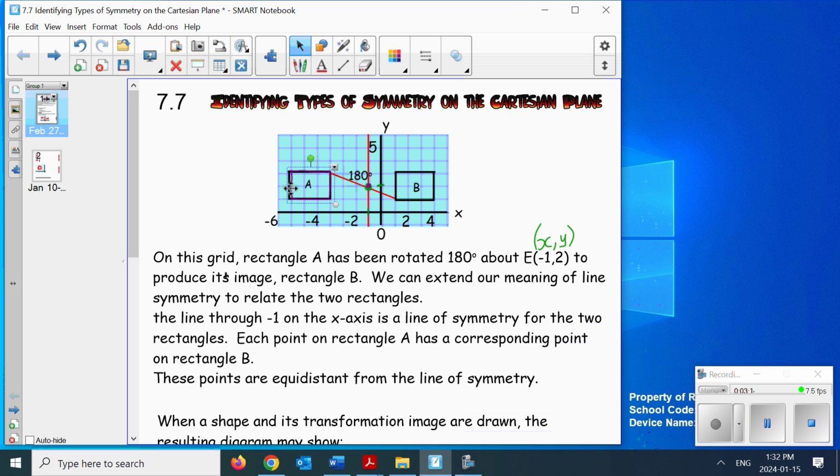The line through negative 1 on the x-axis is a line of symmetry for the two rectangles. Each point on the rectangle has a corresponding point on rectangle B. These points are equidistant from the line of symmetry.